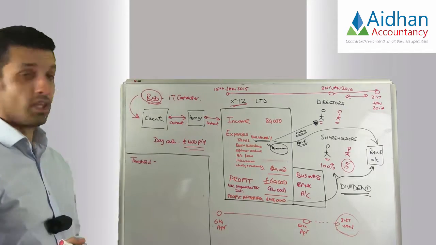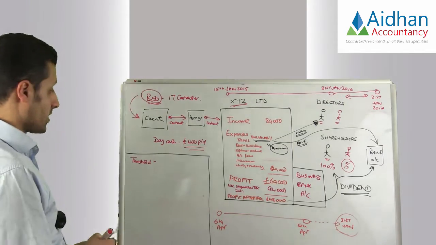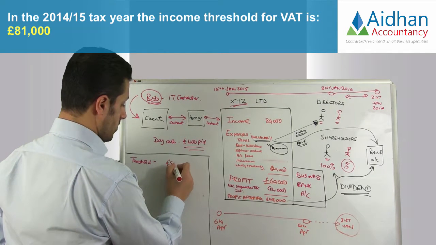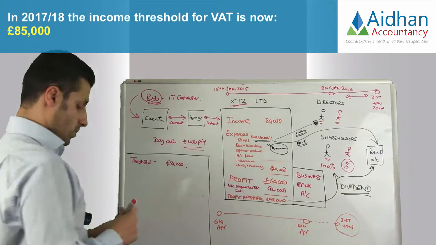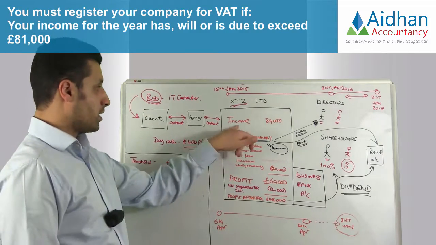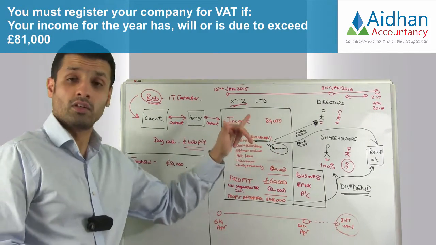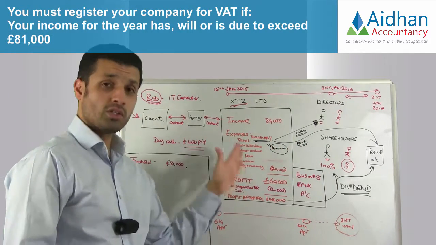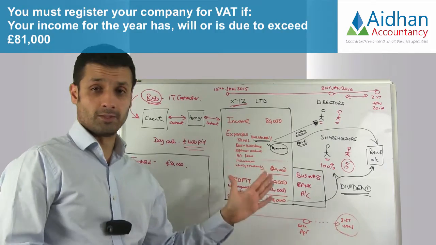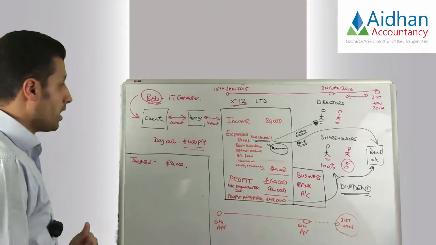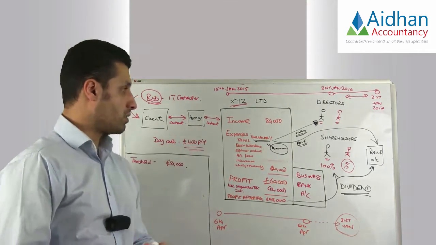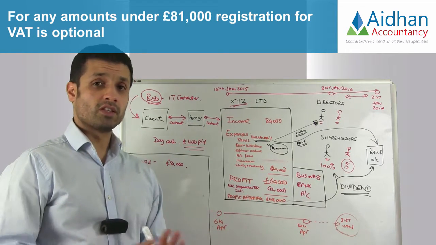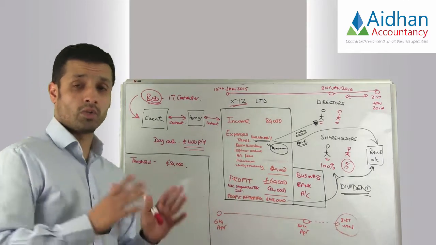First of all, there is an income threshold for VAT. In the 2014-15 year, as an example, that currently is £81,000. So what does that mean? That means if your income for the year will or is due to exceed £81,000 a year, that means you must register your company for VAT. Okay, it's absolutely compulsory. If it's not due to hit that level, any amounts under that, registration for VAT is totally optional. It's the director shareholder's choice.